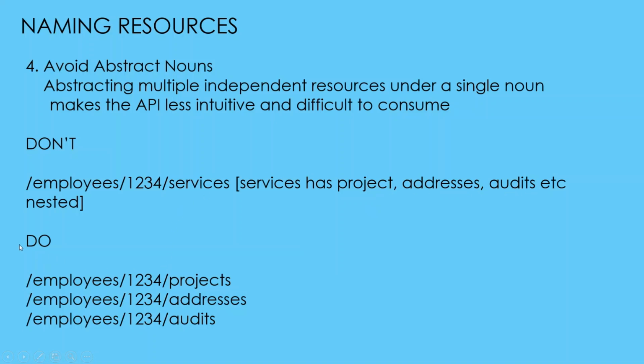So in that case, you can go with employees, the ID, and projects, addresses, audits. So this makes it more readable, and you can right away understand, okay, I want to get the projects, just pass the resource name as projects. So here you don't have to tunnel through services, then project, addresses, and audits. It minimizes the nesting also, and it makes it very clear to understand. So that's the reason you should avoid using abstract or concrete nouns.